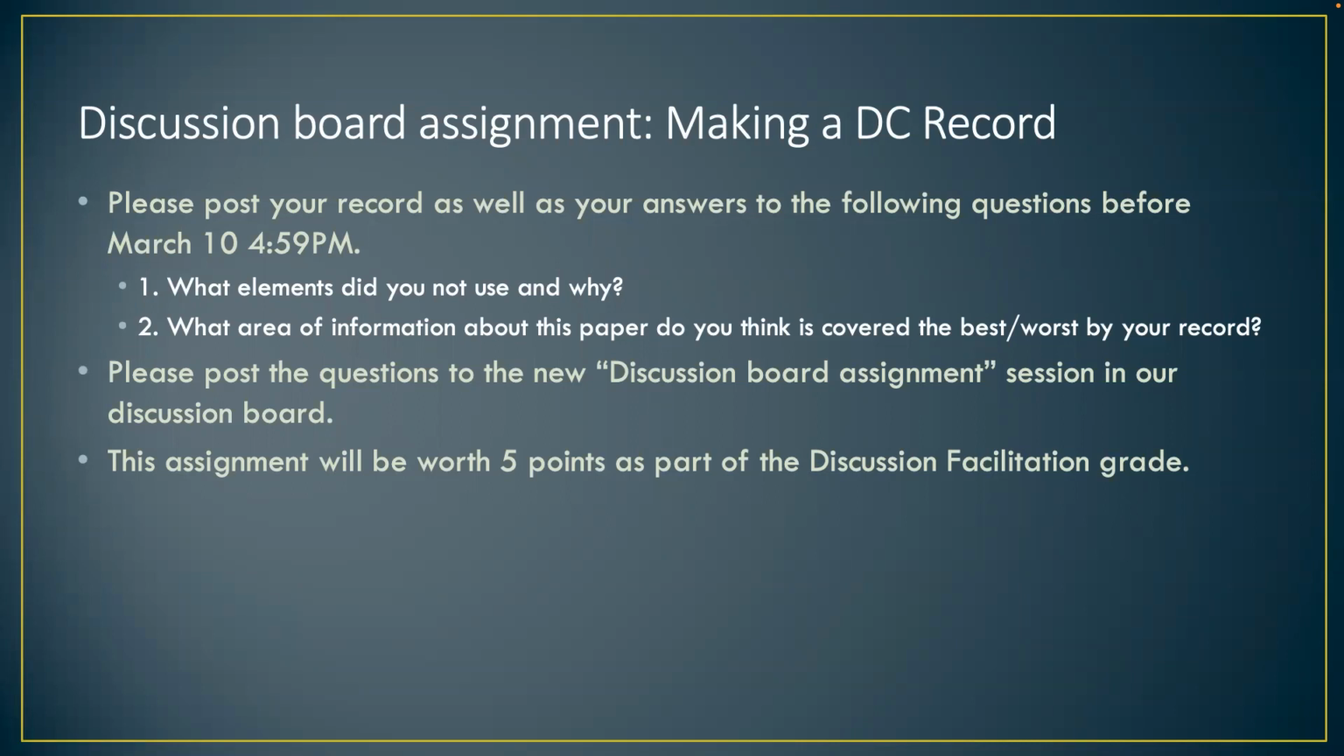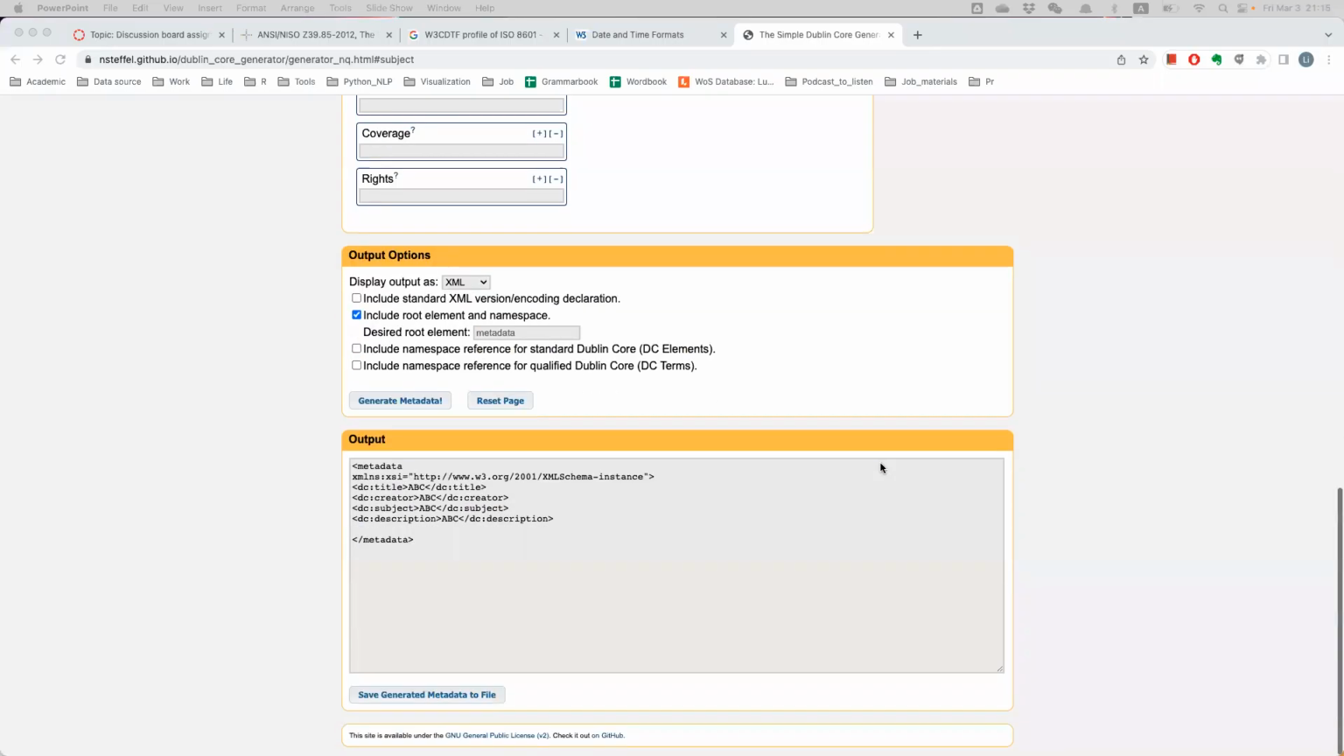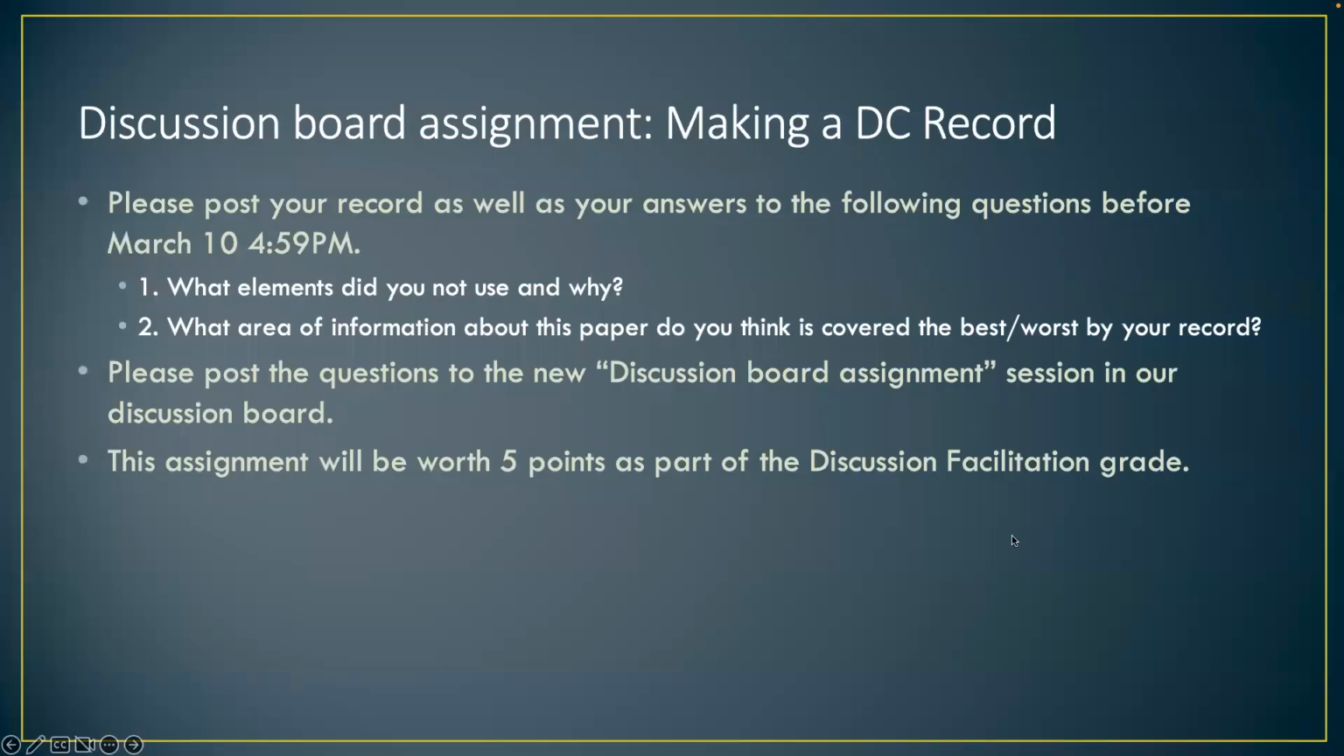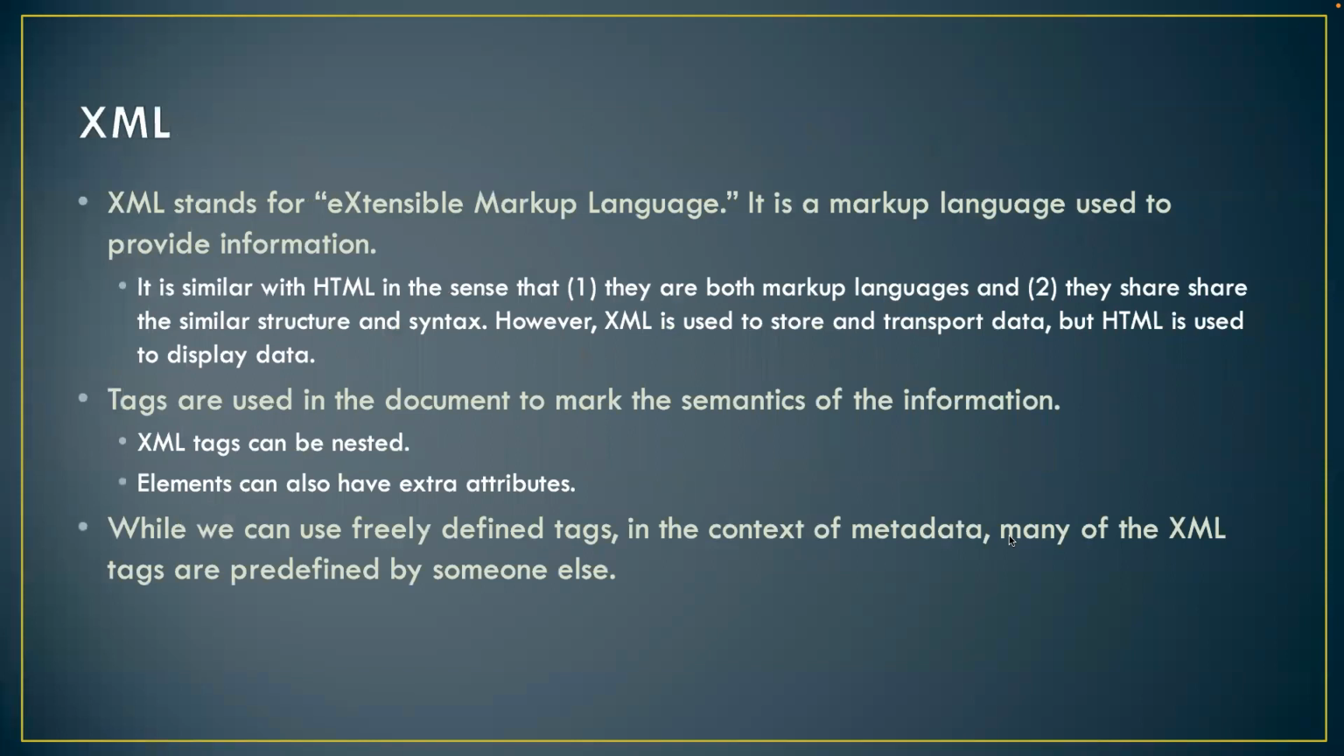But what you will notice from the DC generator that I just showed you here, the output from this generator, is in XML format. Of course, we can choose a different type of format, but XML is a very frequently used metadata record format for data encoding in the metadata world. So we will talk a little bit about XML as the basis of some other things we're going to talk about for the rest of this course.